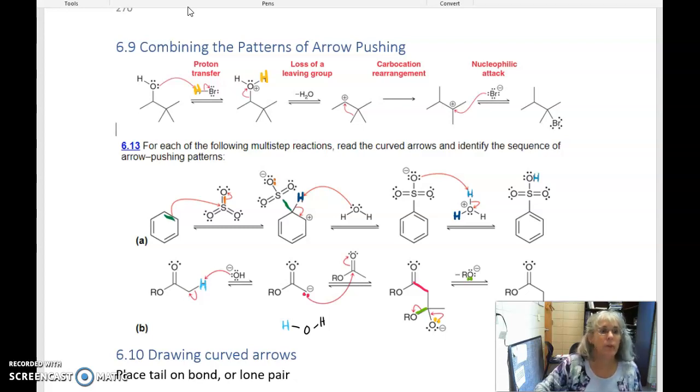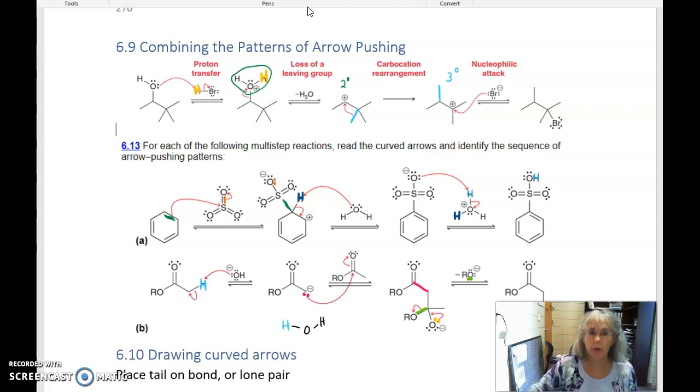Loss of a leaving group. This whole hydroxy, this whole thing is leaving, and that leaves a carbocation here that's secondary. Secondary carbocations are less stable than tertiary carbocations, so we'll get a methyl rearrangement, and this methyl group, which we'll do in blue, will come up here. Giving us a tertiary carbocation that just rearranged.